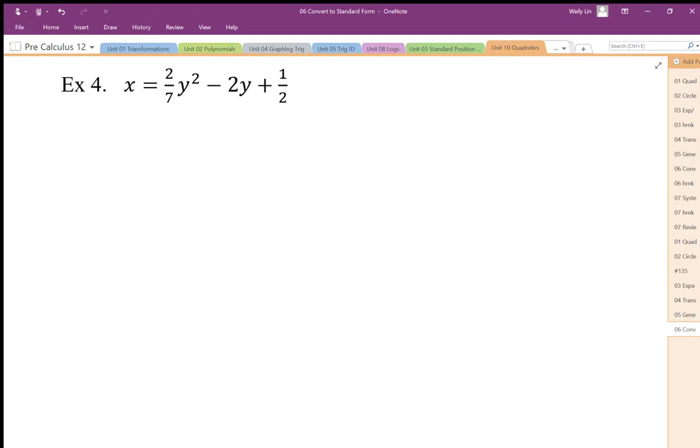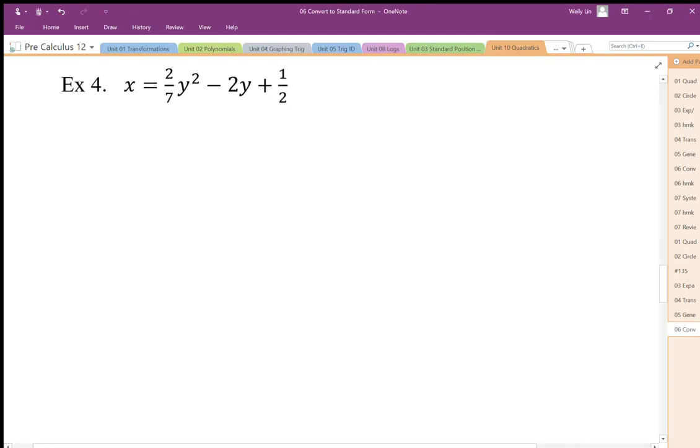In this example, we want to recognize what type of quadratic this is. We have an x and a y squared, and no x squared. That means this is going to be a parabola. Because it's a y squared parabola, it's a sideways parabola, or x equals y parabola.